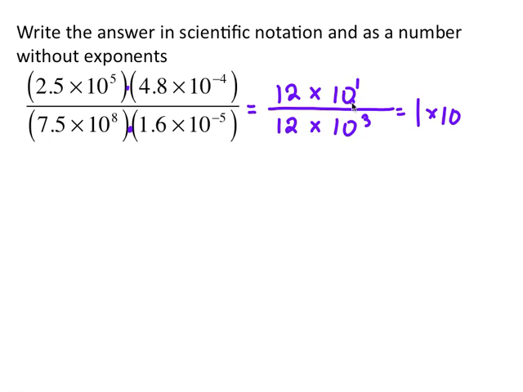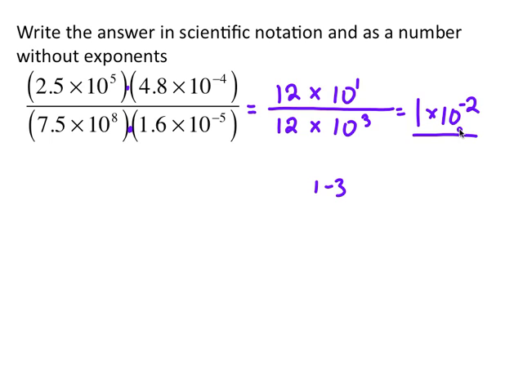Now when you're dividing with exponents, remember you subtract the exponents. So in your head you're thinking top one minus bottom one, 1 minus 3, and that's a negative 2. So it's 1 times 10 to the negative second power. That's our answer in scientific notation.